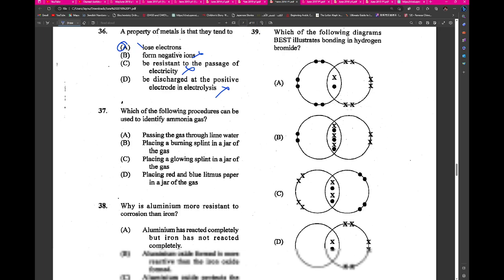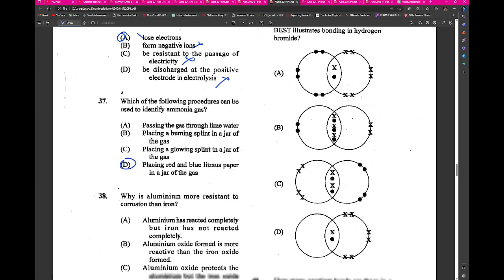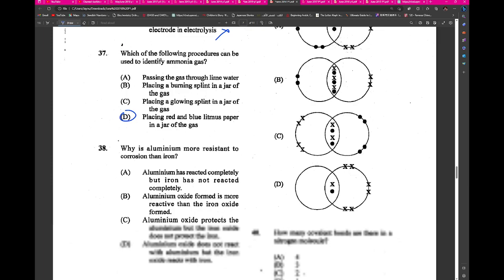Which of the following procedures can be used to identify ammonia gas? Placing red and blue litmus paper in a jar of gas. It has to be moist though. Well, it doesn't say, but moist would be preferred.